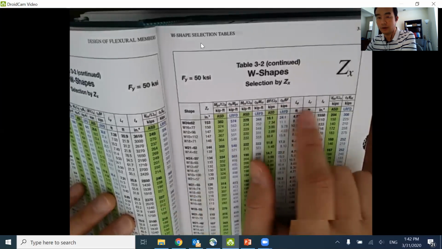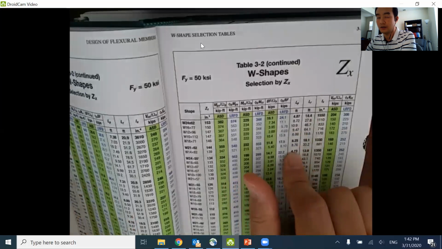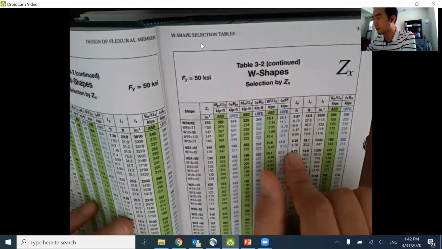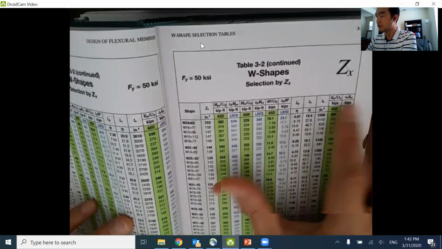We already talked about L sub P and L sub R. These are all pre-calculated guidelines to divide plastic from inelastic lateral torsional buckling, and inelastic from elastic lateral torsional buckling. And we don't need to worry about this shear calculation.